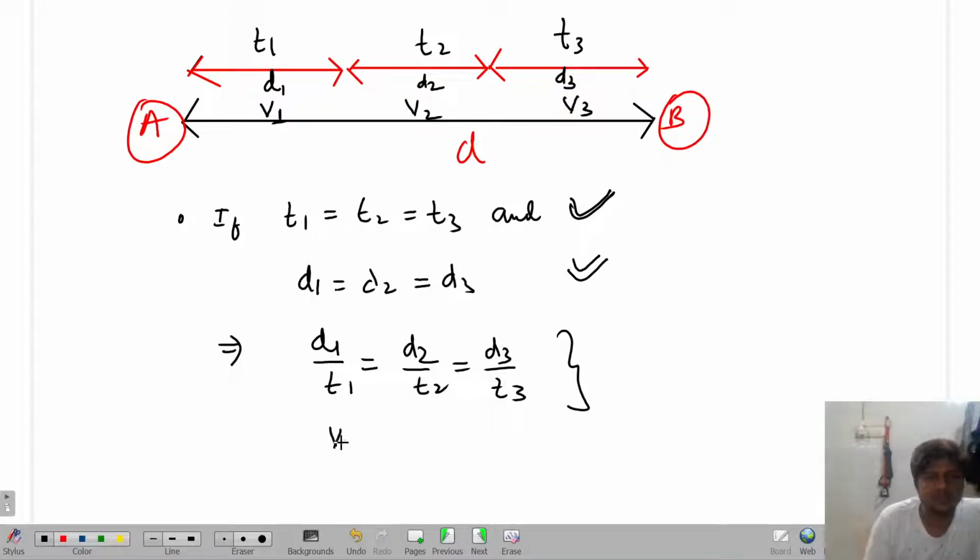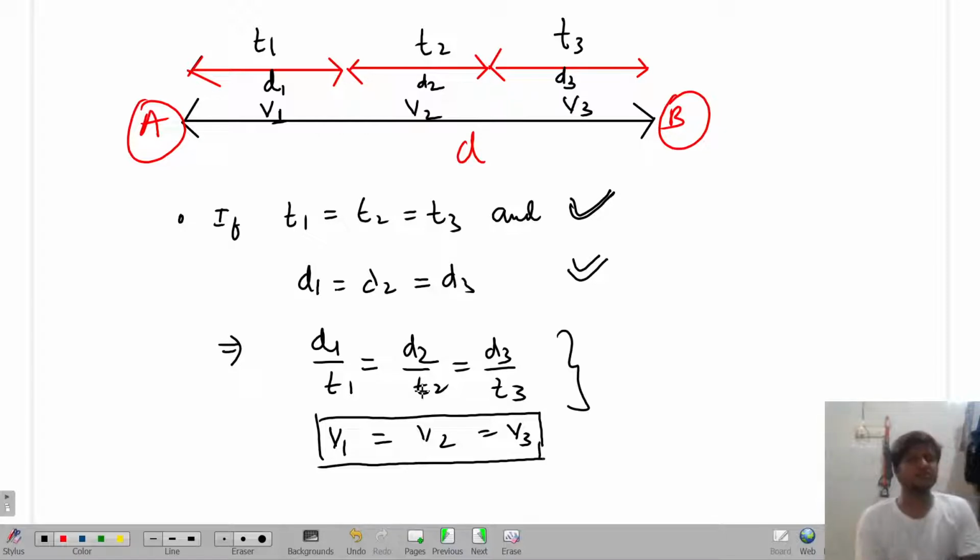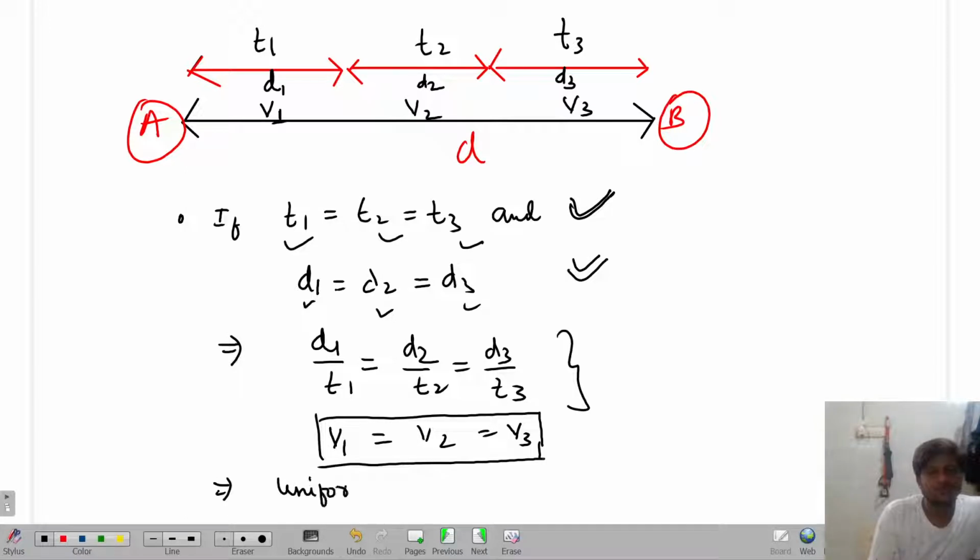This d1 by t1 is V1, d2 by t2 is V2, d3 by t3 is V3. So if I travel in such a way that all my times are equal, and in that time the distances are also equal, then I move with uniform velocity. What kind of velocity do I move with? I move with uniform velocity, or I can call this constant velocity.